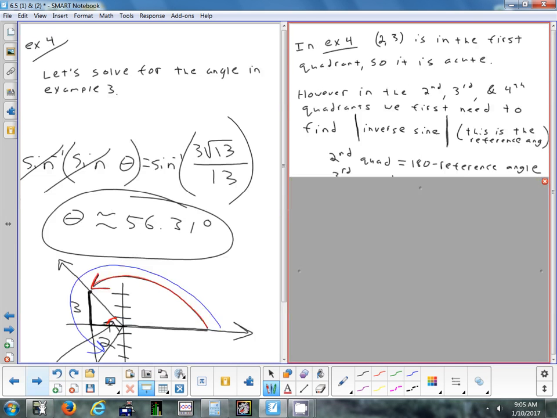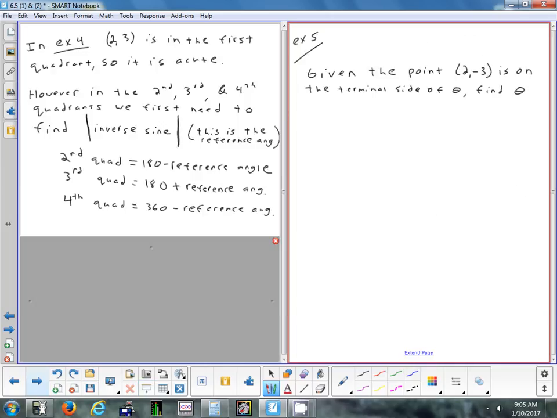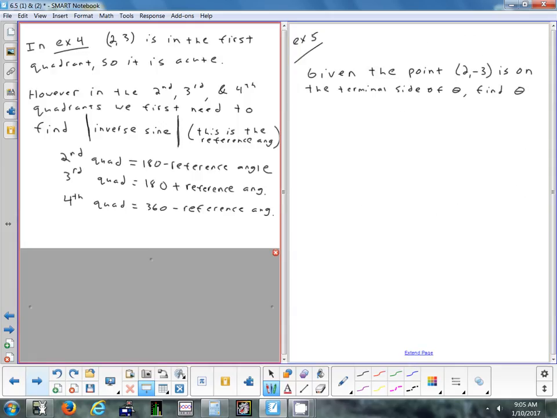So how would you find an angle in quadrant 3? Yeah? 180 plus. Yeah, it's 180 plus you have to add the reference angle. How much further you went. And then in quadrant 4, you could reason that one out. It's 360 minus the reference angle. So I just did -2, 3. Let's do -2, -3. Let's try this one.